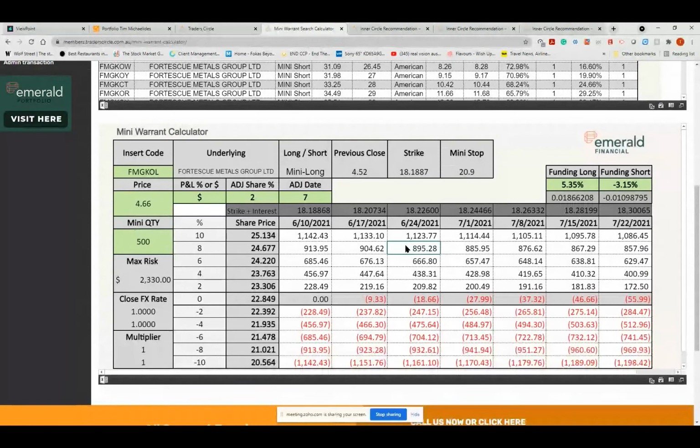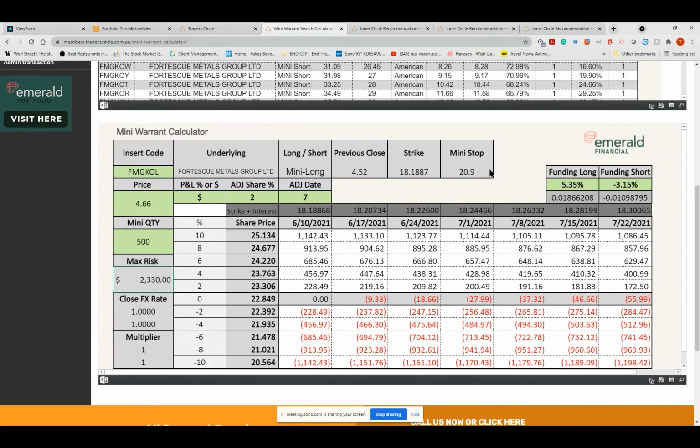This is the calculator, and this is where the decision making begins, right? So what this is telling me here, if I put on 500 contracts or 500 units of this particular mini warrant with that code and that strike, I'm going to be risking $2,330. Okay, so that's the maximum I can lose on this trade. I can't lose any more than that. Now, the probability of me losing that is extremely low, because if this gets stopped out at $20.90, it's not a guaranteed stop, but I'm going to get something back for my trade if it breaks through that level.